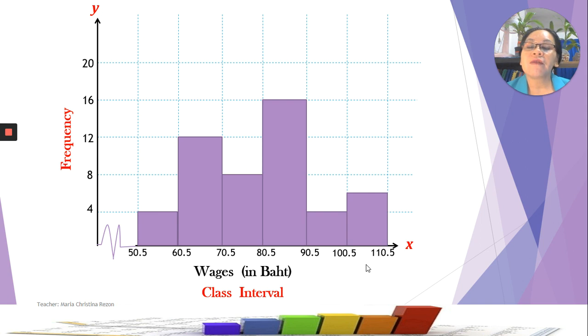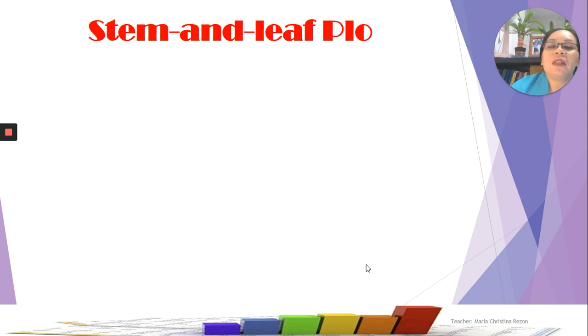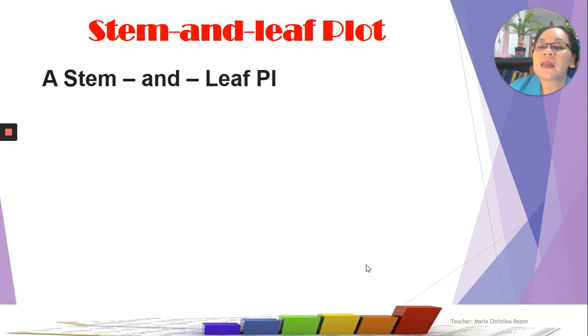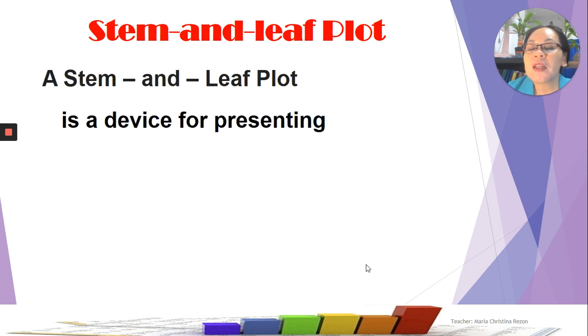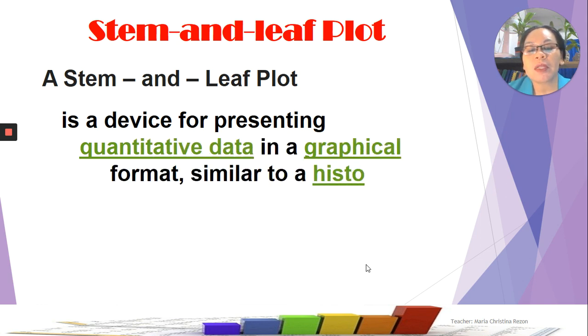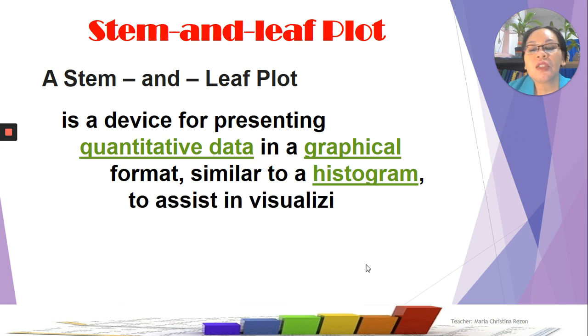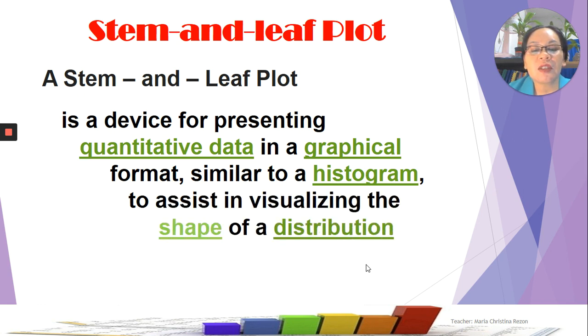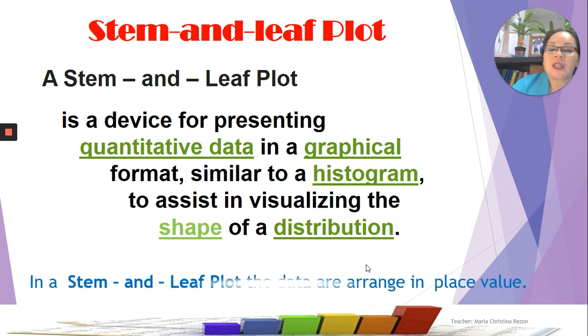Now let's have the stem and leaf plot. So what is a stem and leaf plot? It is a device for presenting quantitative data in a graphical format, similar to a histogram, to assist in visualizing the shape of a distribution. Now, in making a stem and leaf plot, we take into consideration the place value of a number. So we arrange the data in place value.